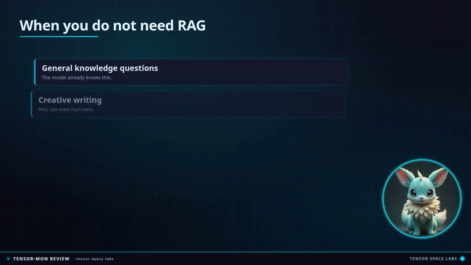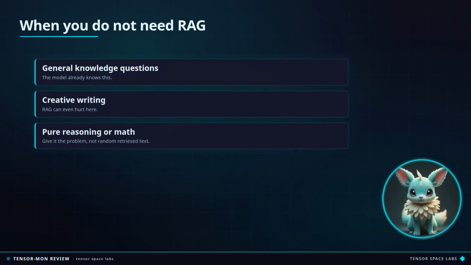When RAG is the wrong tool. General knowledge questions already live in the model's head. Creative writing usually works better without retrieved text cluttering the prompt. And pure reasoning or math does not benefit from random chunks. Give the model the problem, not a document dump.